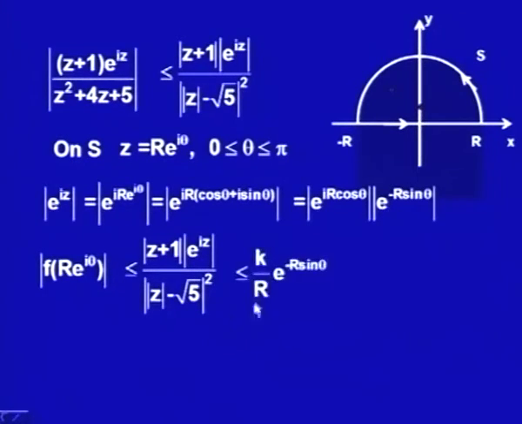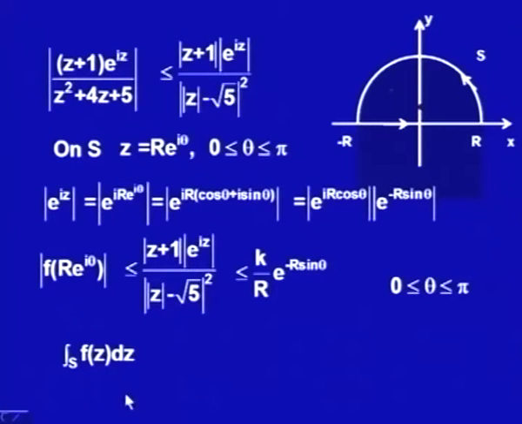So, we would get k upon r e to the power minus r sin theta. Now, we use this finer bound of this function f. This is true for all theta, because Jordan's inequality is true for theta lying between 0 and pi. So, we find that this bound is true on the whole path of integration.